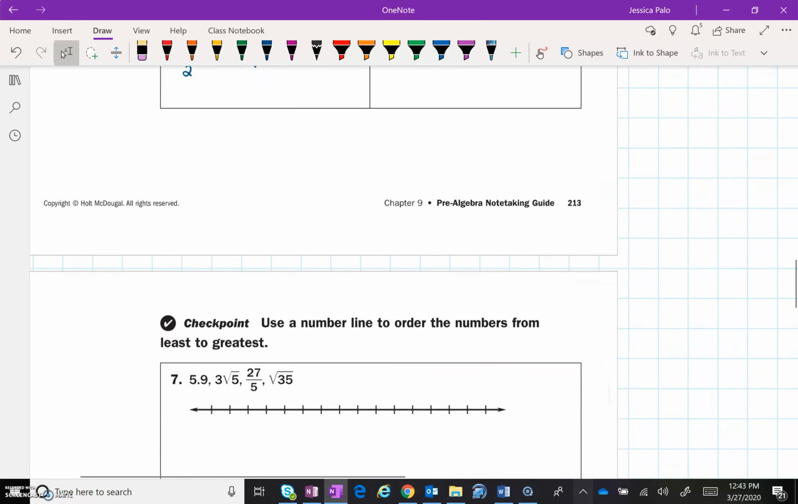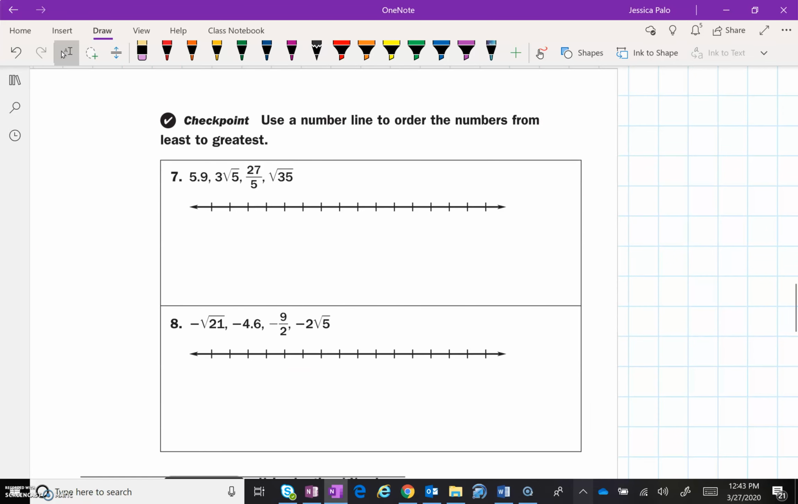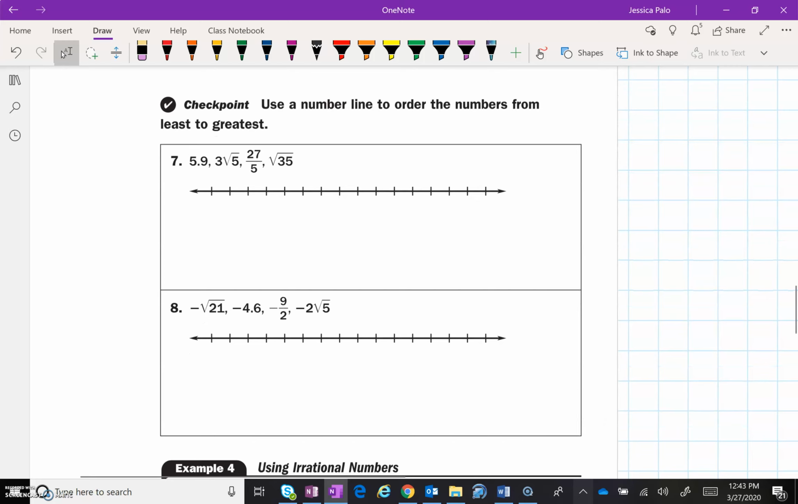Let's move on. Here's 2 more checkpoint problems. Using a number line to put these numbers in order from greatest to least. You're going to use the same method. Pause and come back when you're finished.